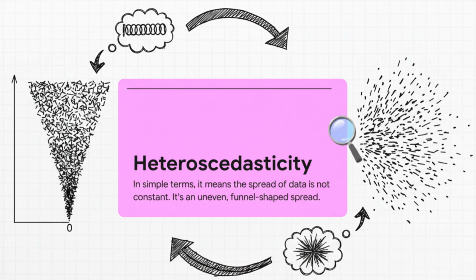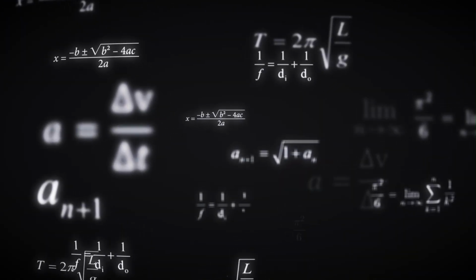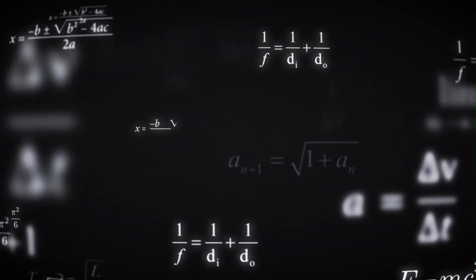In the previous video, we saw how heteroscedasticity can distort a model. Now comes the harder question. How do you know it is there?